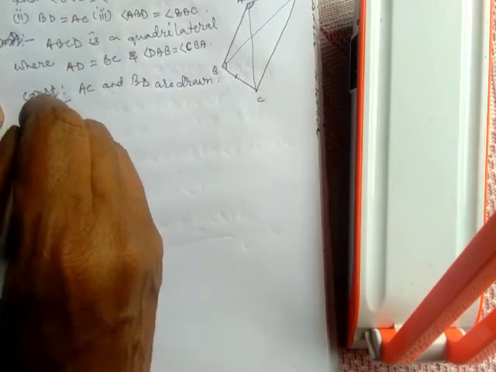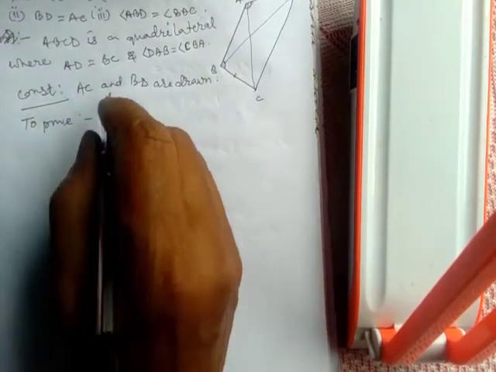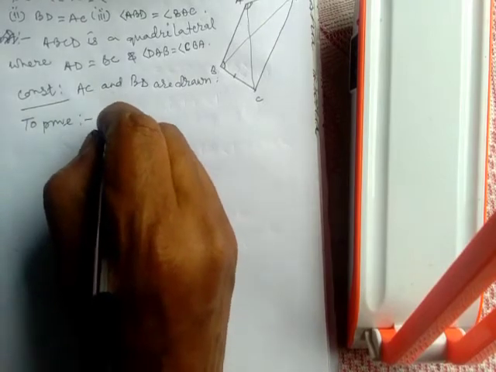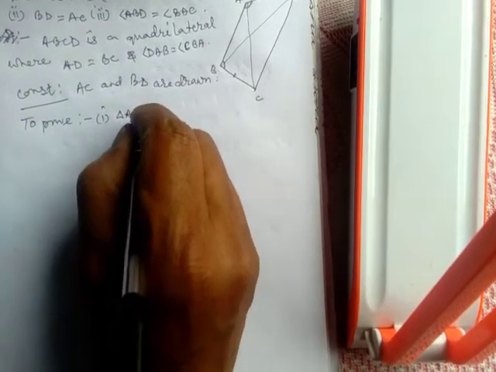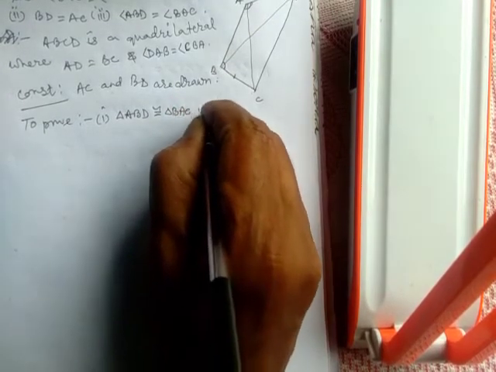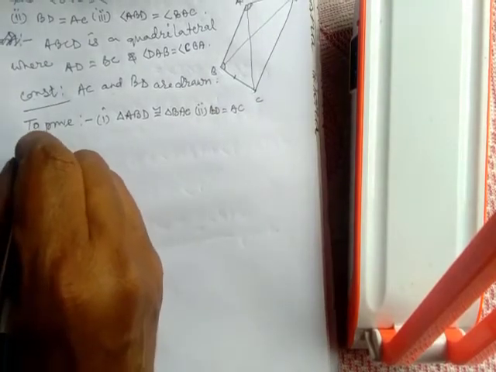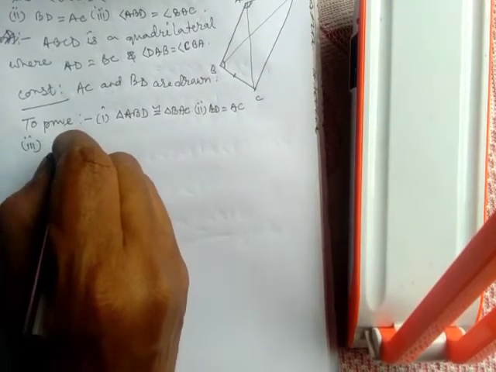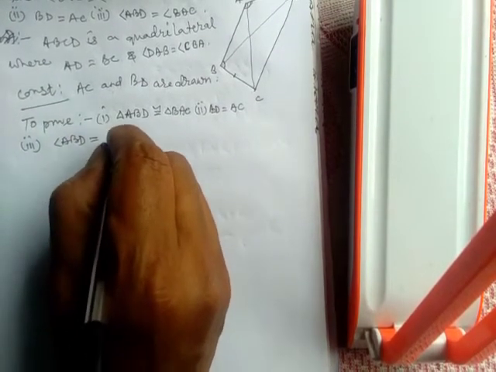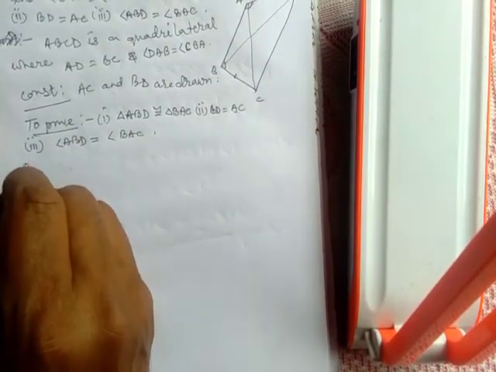Now proof. To prove, these three things are given. First one is triangle ABD congruent to triangle BAC. Second one is BD is equal to AC, and third one is angle ABD is equal to angle BAC. These are the three things you have to prove. Now prove.